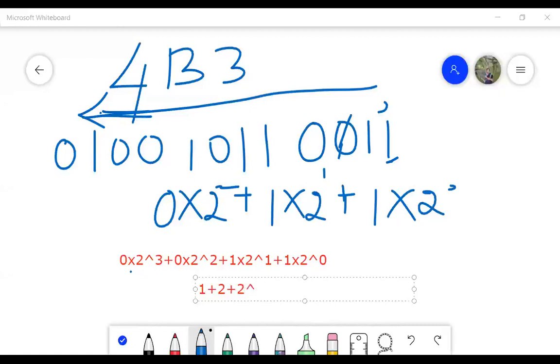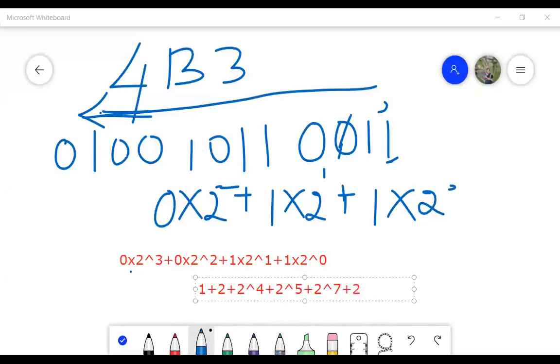2 to the power of 4, I have a number. Again plus 2 to the power of 5, I have a number. Plus 2 to the power of 6, I don't have. 2 to the power of 7, I have a number. Plus 2 to the power of 8 and 9, I don't have a number. 2 to the power of 10, I'll be having a number.